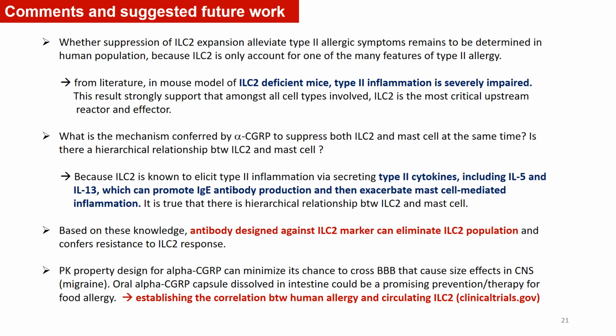So the ideas inspired by this article are that based on this knowledge, I think an antibody designed against an ILC2 marker can eliminate the ILC2 population and thereby confer resistance to ILC2 response. The other idea is that the PK property design for alpha-CGRP can minimize its chance to cross the blood-brain barrier that causes side effects in the CNS, such as migraine. An oral alpha-CGRP capsule dissolved in the intestine could be a promising prevention and therapy for food allergy.